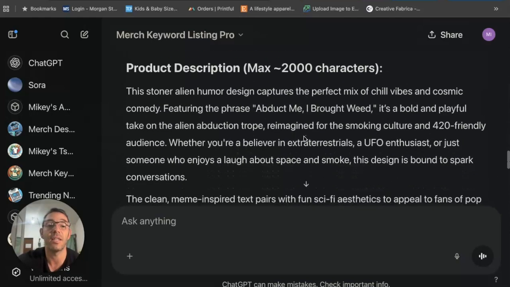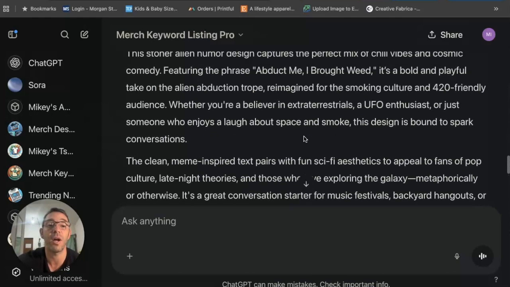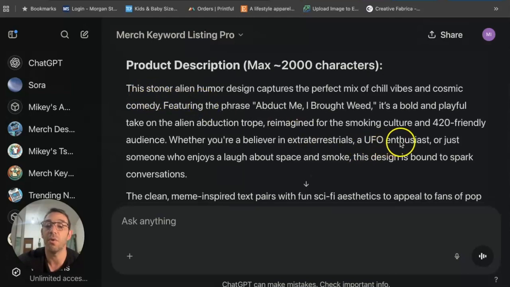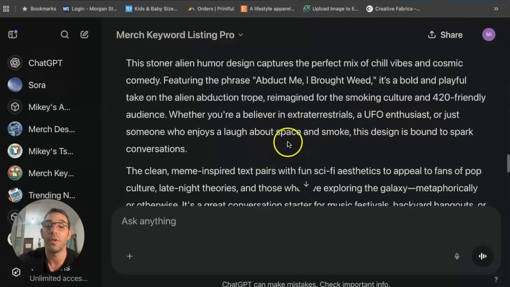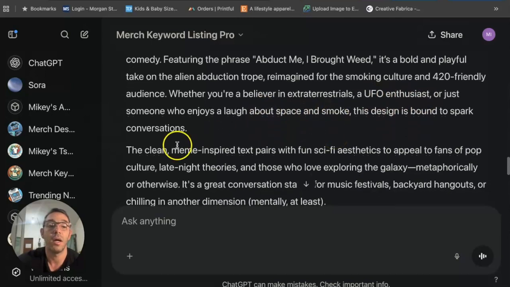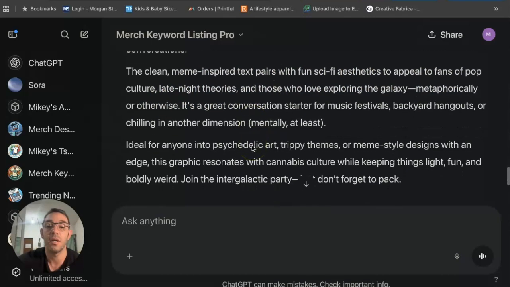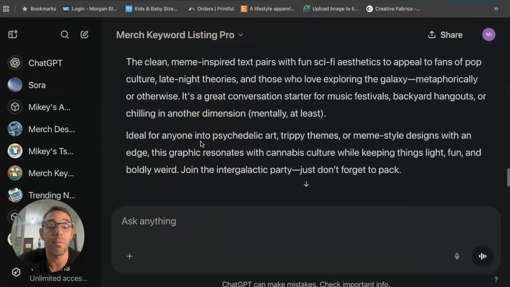Then it keeps going. It's going to give us a nice description here. Oh, look at this, 3 paragraphs. So I won't read it all, but you can just see it has a lot of SEO: UFO enthusiasts, space and smoke. Let's see what else we have here. Sci-fi, fans of pulp culture, late night theories. So again, if you want, you can just type in here, give me some more marijuana related keywords, and then we'll go ahead and add another paragraph to this.